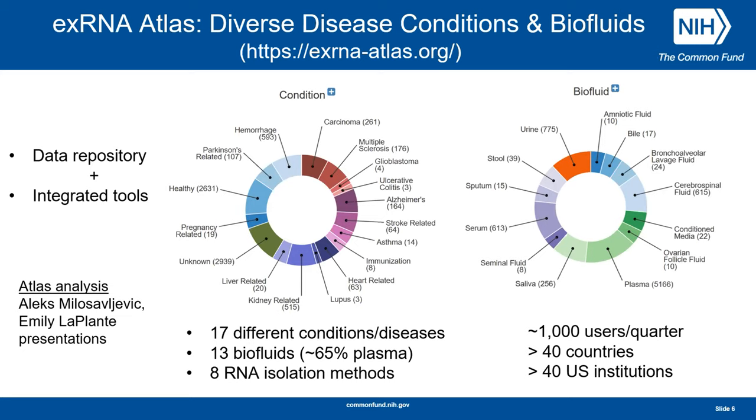Because, as you might expect, based on the characteristics of the exRNA or the biofluid, certain kits work better or worse for different states. About 1,000 users per quarter access the Atlas, and it's been accessed by researchers from over 40 countries and 40 U.S. institutions. And this use and the feedback has helped us improve the resource.